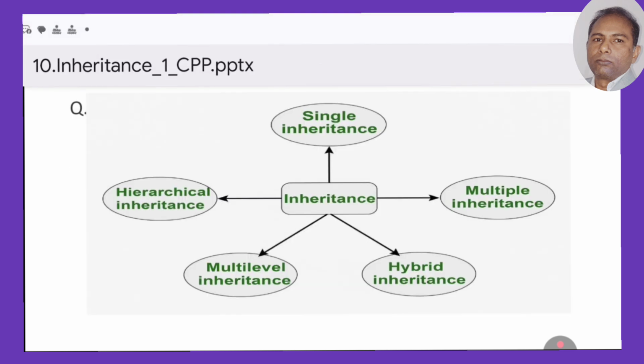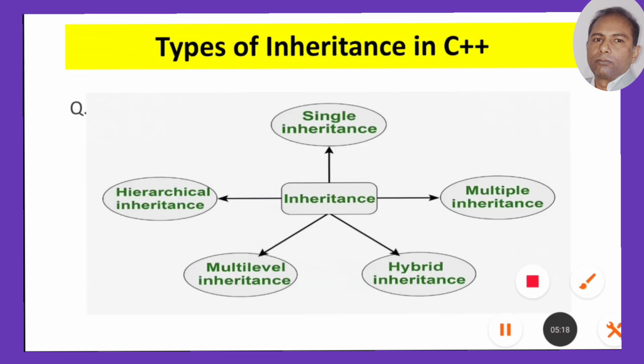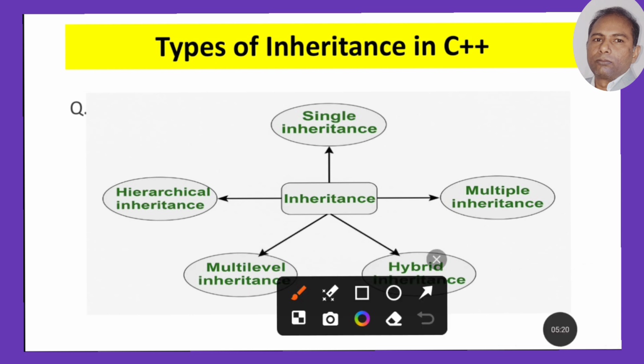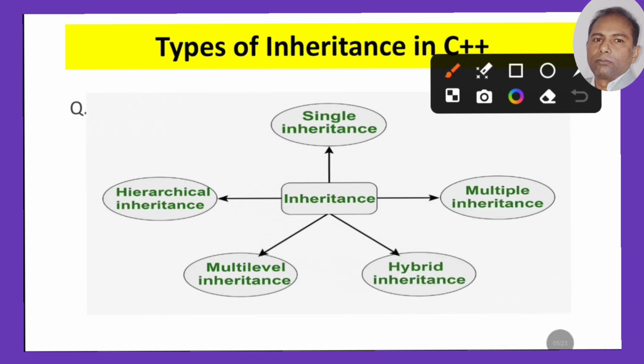Now, if we talk about the different types of inheritance, it can be single inheritance, multiple inheritance, hybrid inheritance, multi-level inheritance, or hierarchical inheritance. So we can categorize inheritance into five types, that is single, multiple, hybrid, multi-level, and hierarchical. So these are the different types of inheritance.